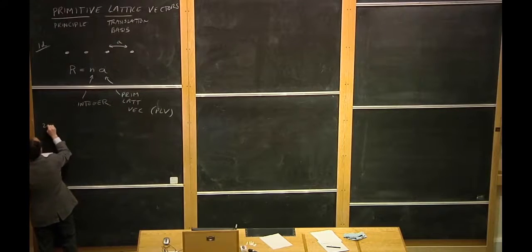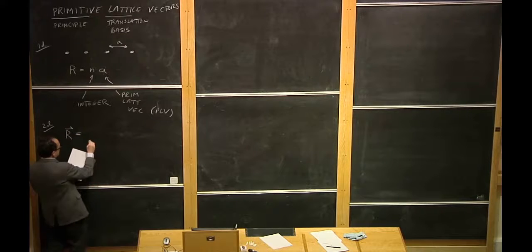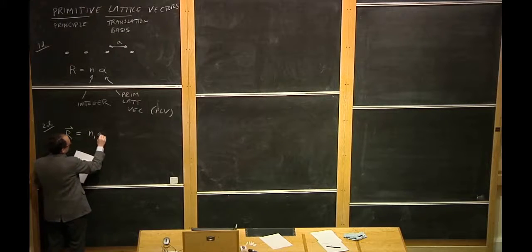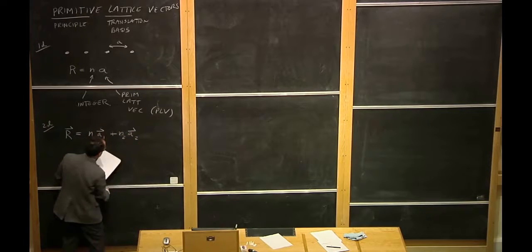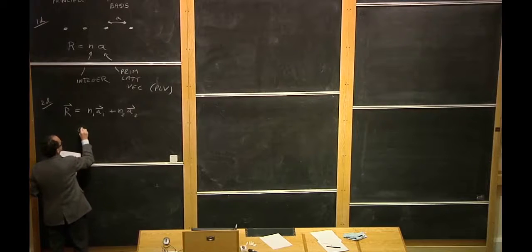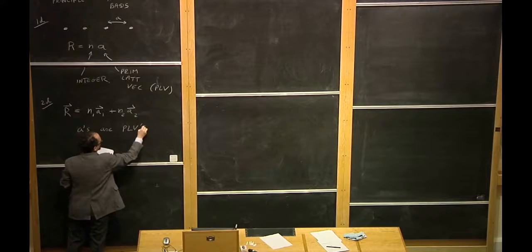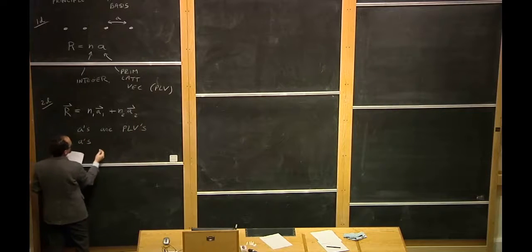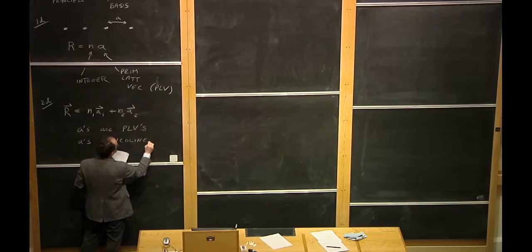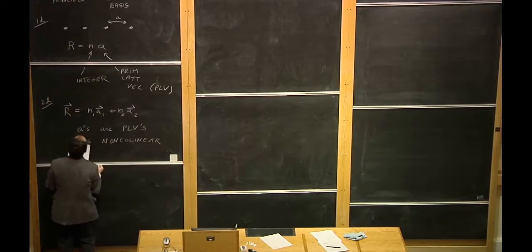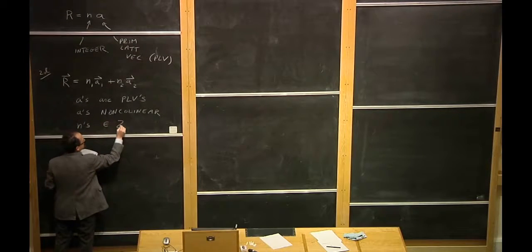Let's try one in 2D, a little bit more complicated. So the lattice points, the lattice vectors here, are an integer n1 times a primitive lattice vector a1 plus an integer n2 times another primitive lattice vector a2. The a's are the primitive lattice vectors, the PLVs. The a's should be non-collinear, so that we have something that's really two-dimensional. And the n's are integers, elements of the integers.